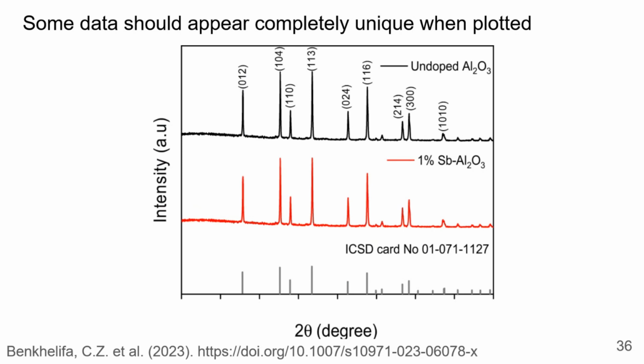So for instance, here are two X-ray diffraction patterns, the black and the red one, and a standard that they're comparing it to. The standard just tells you here's where we expect to see the peak positions. These are supposed to be for two different materials. The black corresponds to an undoped sample. The 1% corresponds to a 1% doped sample. But if you look closely, you can see that these are, in fact, the same exact pattern.